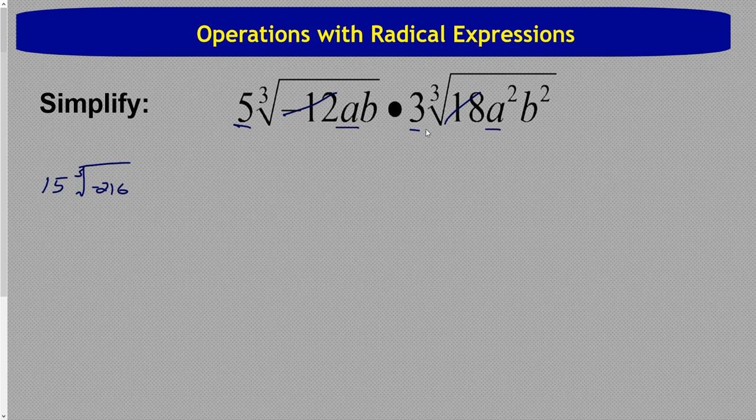A and a squared is a cubed. B and b squared is b cubed. That's a good sign. I'm taking cube roots. I've got cubed things. That's nice. We're going to want to factor this as much as possible. So I'm going to check to see if 216 is a perfect cube.